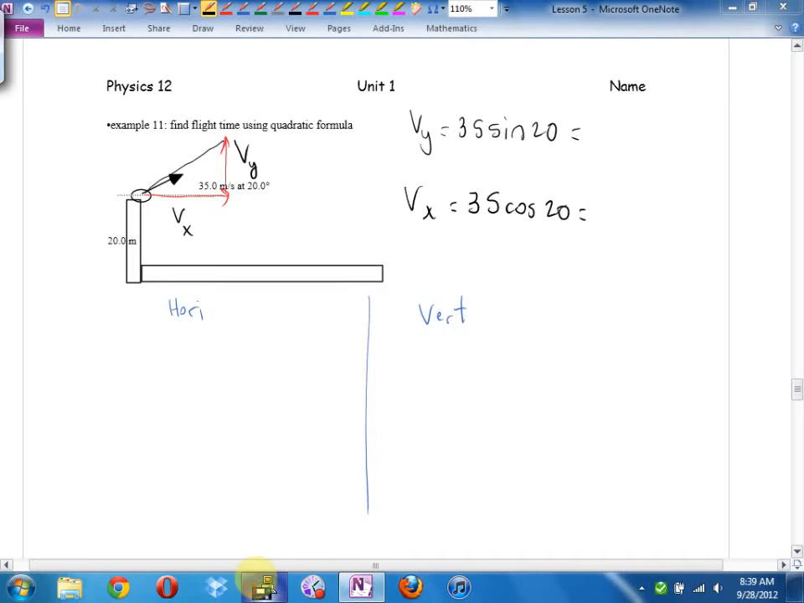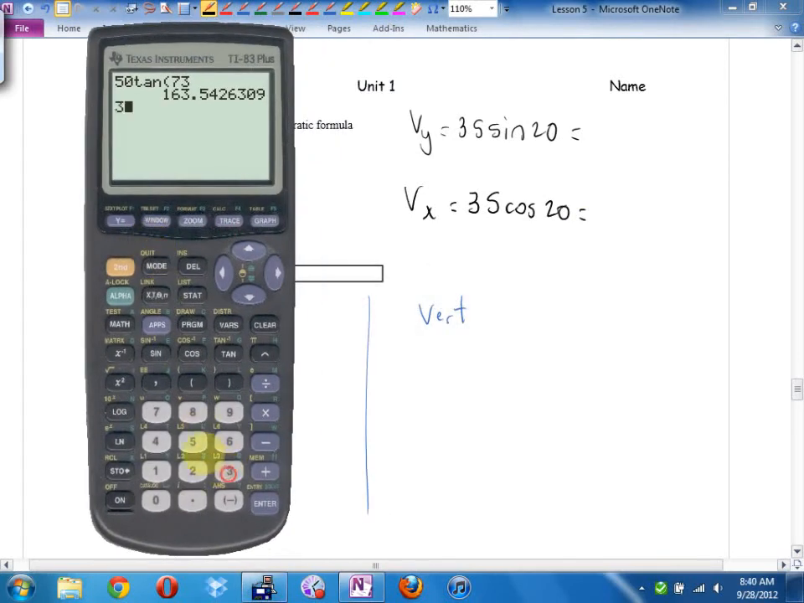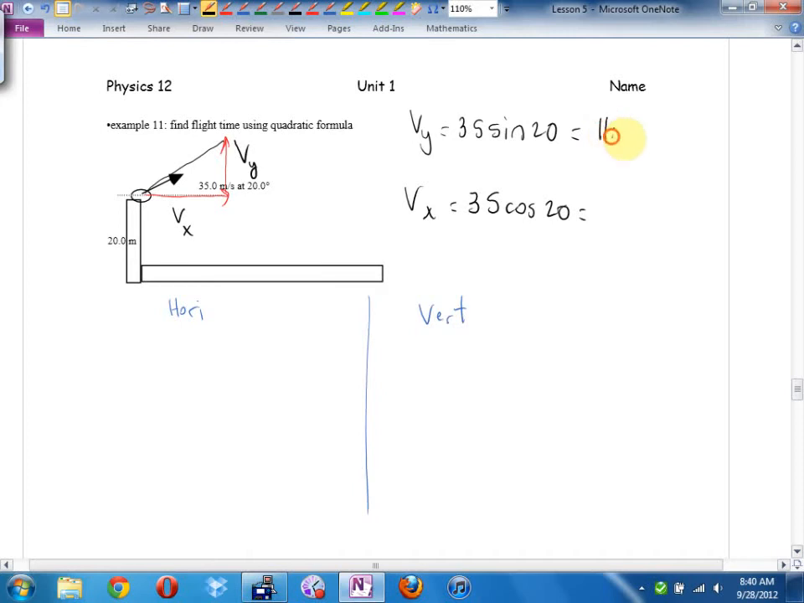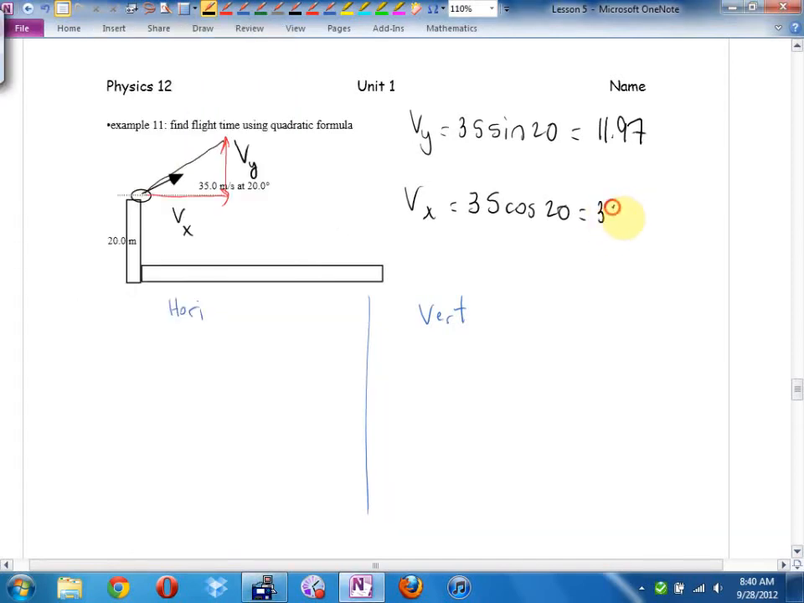Let's bring up my calculator. 35 sine 20, 11.97. 35 cos 20, 32.89. Is that right? Anybody else want to check me? Or am I wrong? I'm right? 32.89. And we've done our horizontal, we've done our vertical.